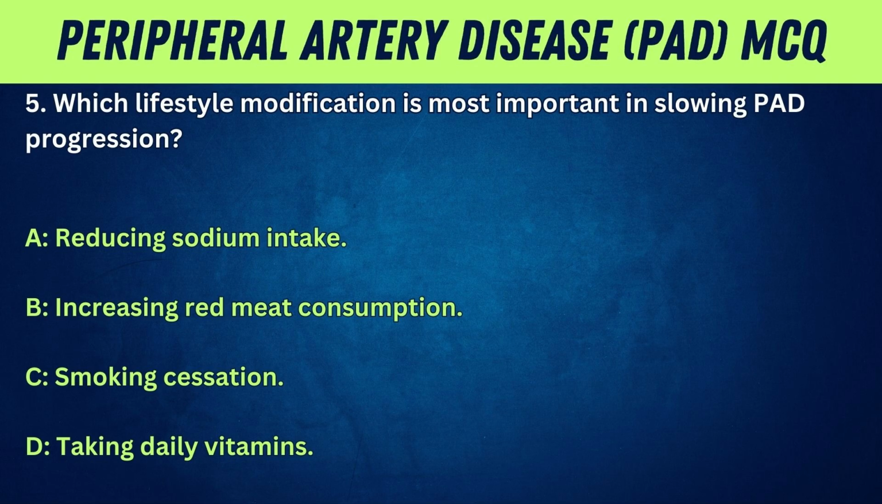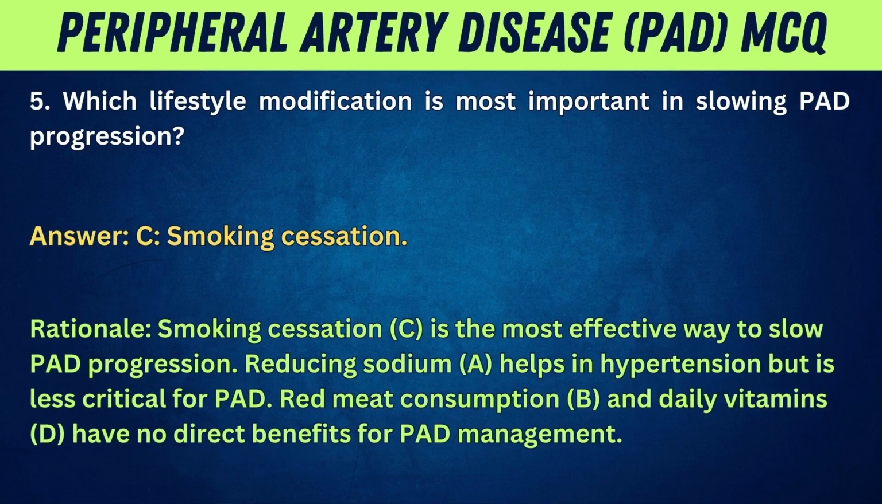5. Which lifestyle modification is most important in slowing PAD progression? A. Reducing sodium intake. B. Increasing red meat consumption. C. Smoking cessation. D. Taking daily vitamins. Answer: C. Smoking cessation. Rationale: smoking cessation, C, is the most effective way to slow PAD progression.